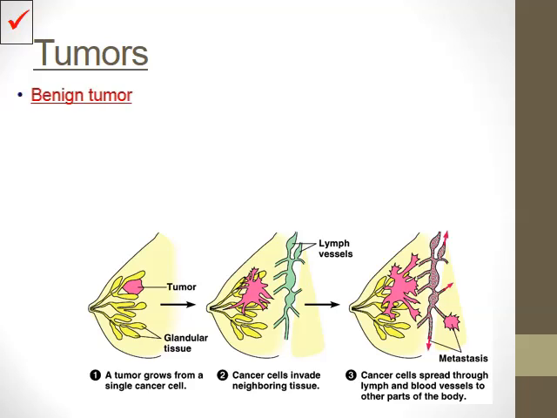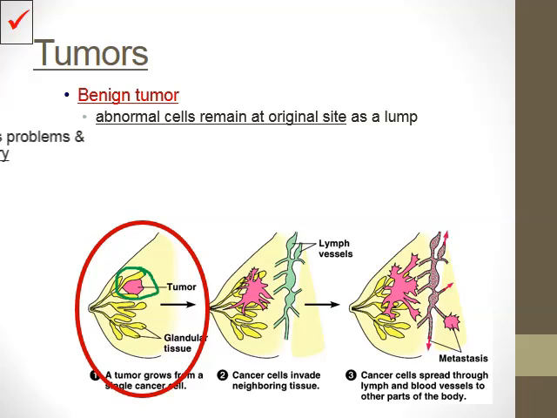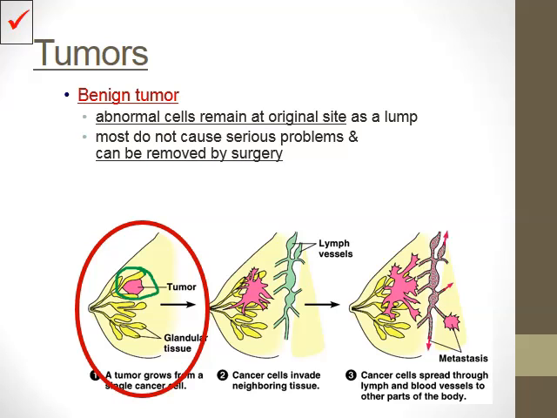So, tumors. We have two primary types of tumors. The first type we're going to talk about is called a benign tumor. This is where the abnormal cells, or the growth, remains at the original site as a lump. So, for example, right here. Benign tumors can normally be surgically removed, and as long as you get them early enough, not too much damage. So most do not cause serious problems and can be removed via surgery.